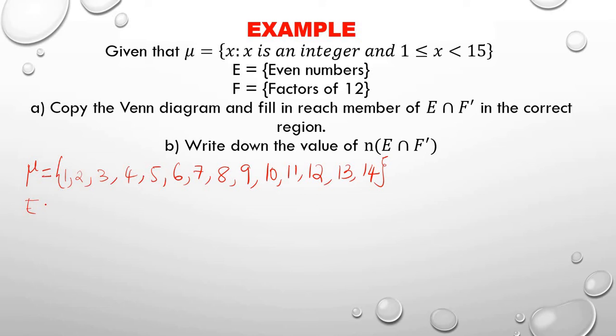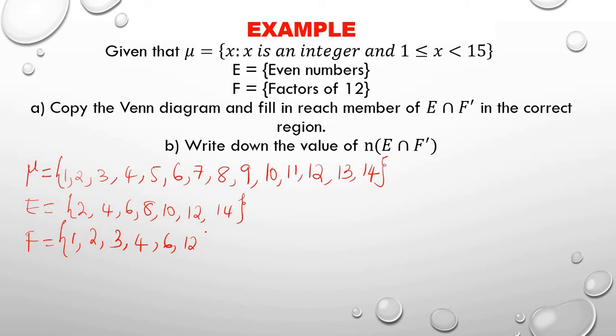Then for E, we go for even numbers here: 2, 4, 6, 8, 10, 12, 14. These are the even numbers. Then for F, we look at the factors of 12: 1, 2, 3, 4, 6, 12. These are the factors of 12.